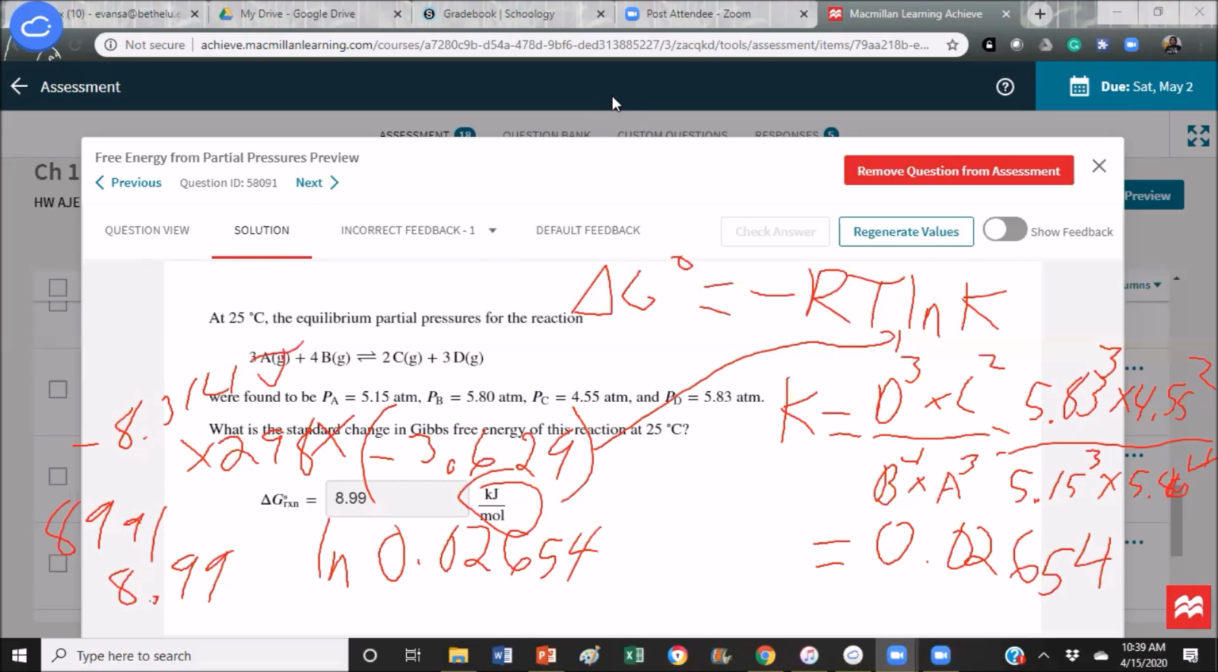Okay. And then I multiplied that by my T, which is 223, right? Just 25 plus 298. No, that's the problem. 25 plus 273 gets you 298. I used the wrong one. Yeah, that would be it. Whoops. Well, we all make mistakes.